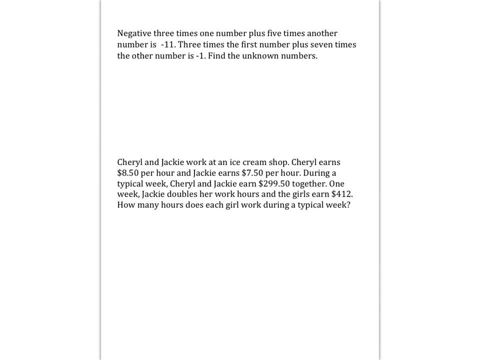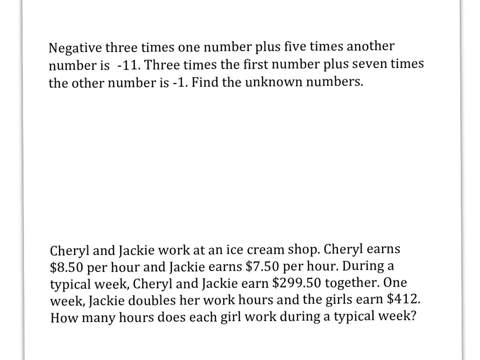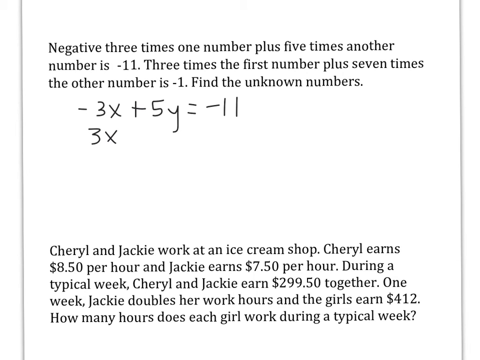Okay, let's go over just a few word problems, how to set them up, and then solving. So this first one says -3 times one number plus 5 times another number is -11. Before I even read the second sentence, I'm gonna write what that sentence is with numbers and symbols. So -3 times one number, which we'll call x, plus 5 times another number, which we'll call y, equals -11. Now the second equation, 3 times the first number, 3x, plus 7 times the other number is -1.